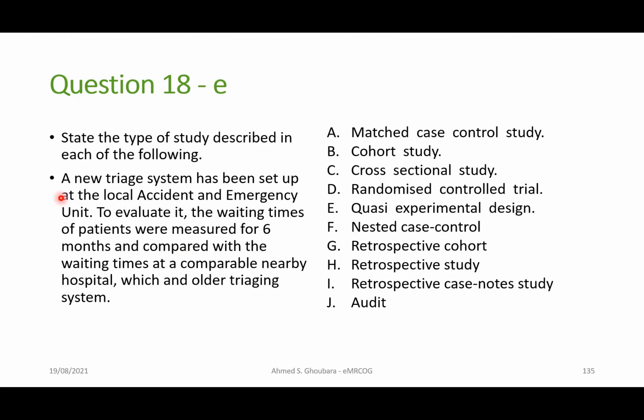But here we're comparing two systems. We set up a system here and a system there, and we're comparing them together over 6 months. It's not a retrospective study, guys. No. So please think again. I need somebody to tell me the correct answer to this one, please. So first of all, is this a prospective or retrospective study? Right from the beginning.